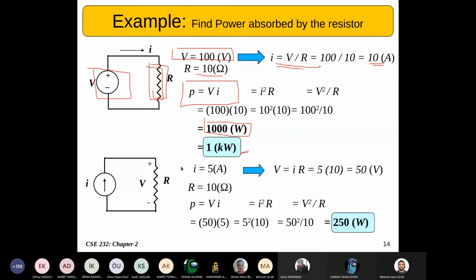Now with this circuit in here, we have the dependent source giving 5 amps to us. And the resistance of this portion of the circuit is 10 ohms. Similar to that, the power generated or dissipated, V times I, or I squared times R, or V squared divided by R, will be 250 watts. This is the power used by the resistor or generated by this current source.